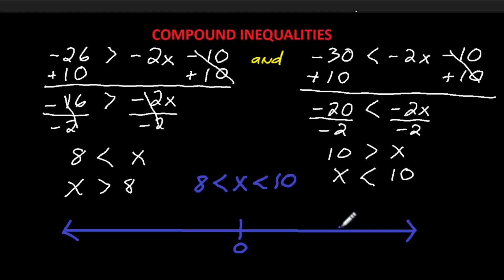And now to graph this, I have 8 and 10. And since we don't have the equal part for less than or equal for either one of these, both are going to be open interval. So I start off by making open dots, and then it's going to be in between the two. So this graph is an open interval between 8 and 10.